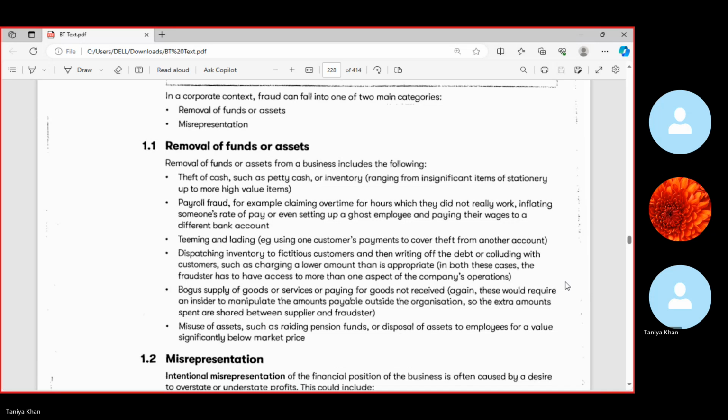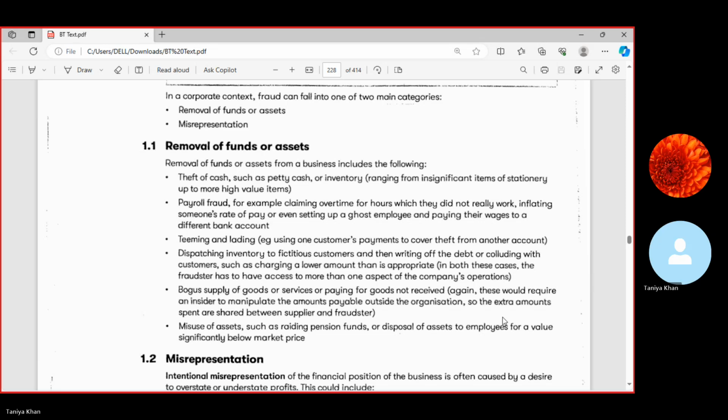Now, fourth is dispatching inventory to fictitious customers and then writing off the debt, or colluding with customers. Sometimes inventory is shown as sold to a fictitious customer. Fictitious customers means fake customers; actually, they are not in existence. So we will not receive any amount from them, because they do not exist, and later on we show it as bad debt.